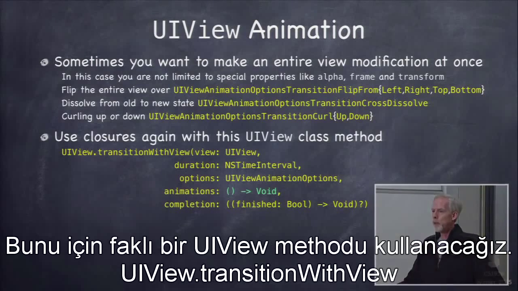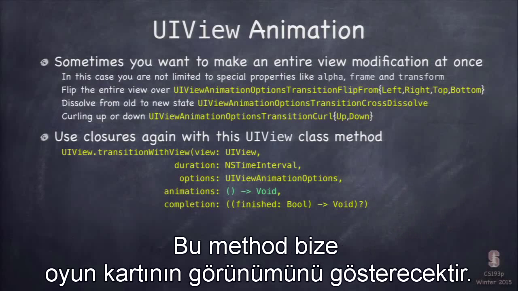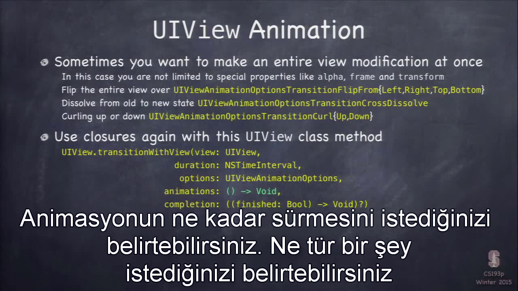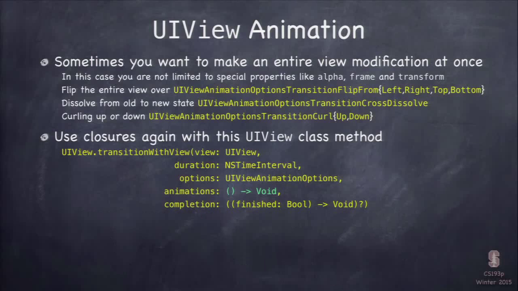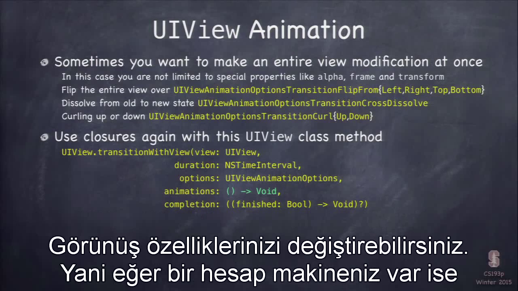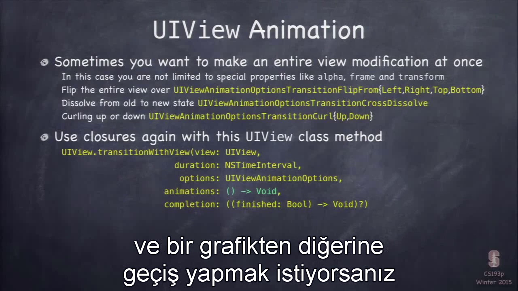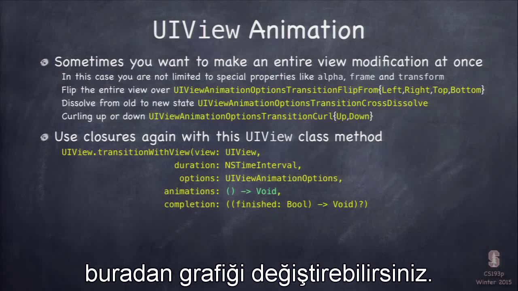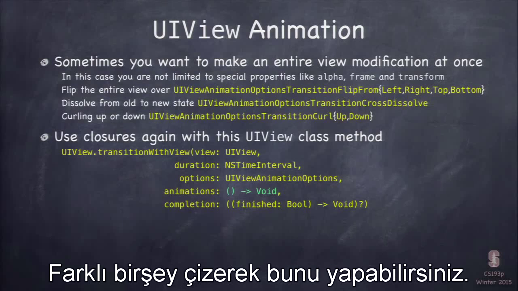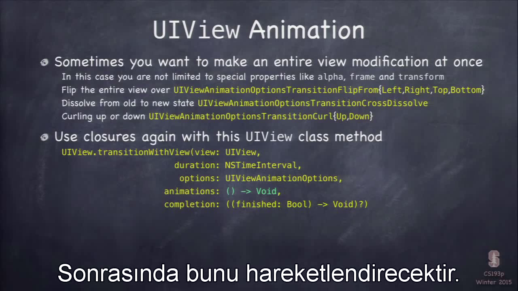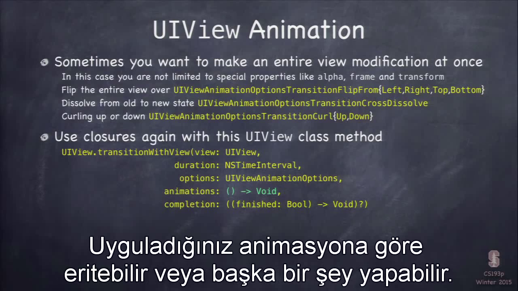The way you do that is with a different UIView class method called transition with view. You just give it the view, the playing card view or whatever. You tell it how long you want the animation to take, and what kind of thing you want, like flipping or dissolving. You give it the animation. Inside that animation, you're changing the attributes in your view. Like if you had your calculator and you wanted it to change from one graph to another, in here you would change the graph, so that draw rect, when it draws the next time, would draw something different. Then it would animate it, dissolve it, or whatever, and show the new version.